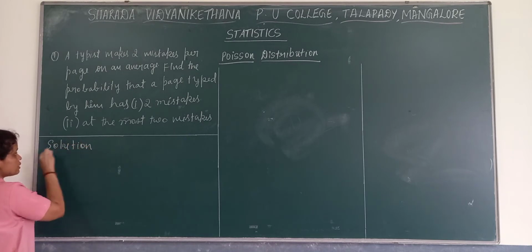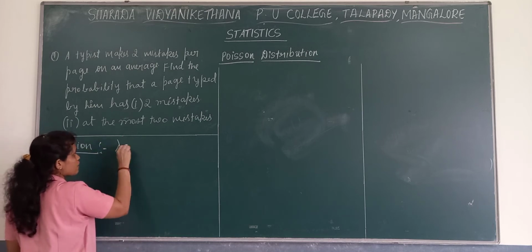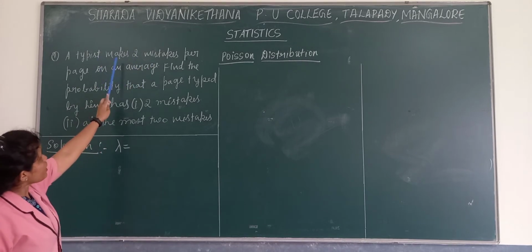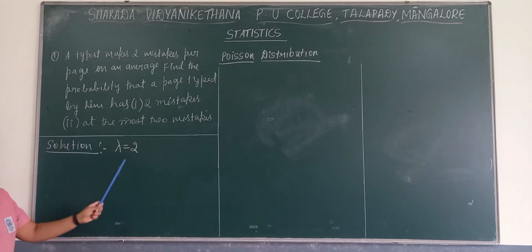Now, how to start the problem? Solution. Write the lambda value. Lambda is equal to, what is the value of lambda? 2. On an average, what mistakes? 2 mistakes. So that is the value of lambda. Here we require only lambda.